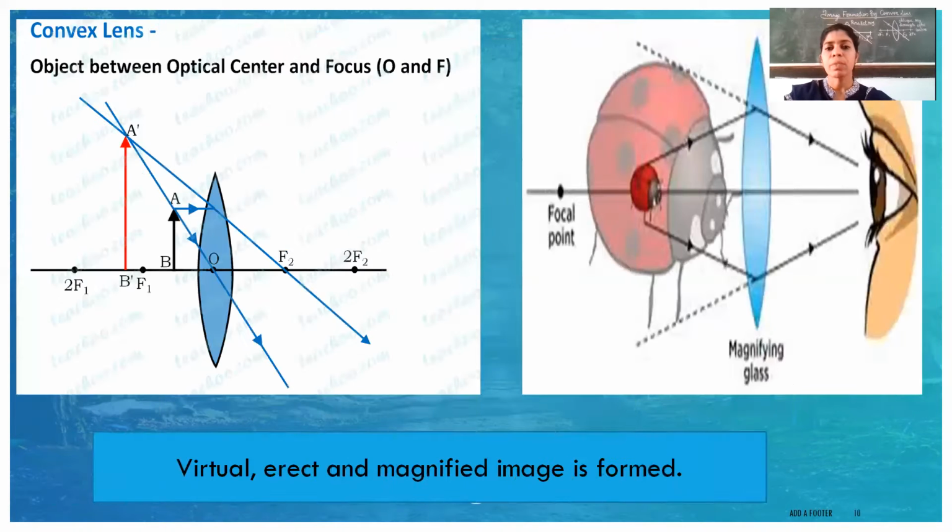And the last case, when the object is placed between F1 and the optical center, we can see that after refraction, the image is formed on the same side of the object. Since it is formed on the same side of the object, this will be a virtual image. It will be an erect and enlarged image. And this property of the convex lens is used in the microscope. A microscope enables us to get a magnified image of the object. This is all about the image formation by the convex lens.